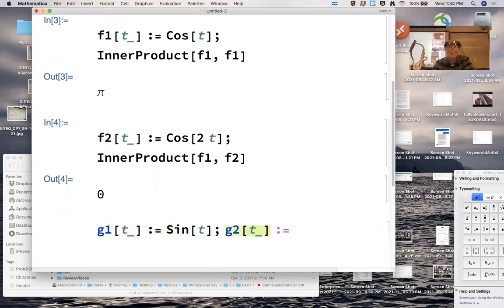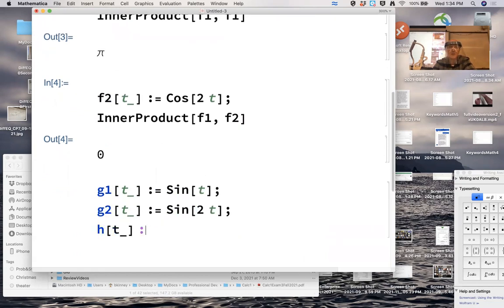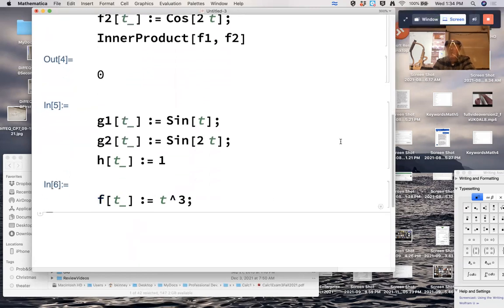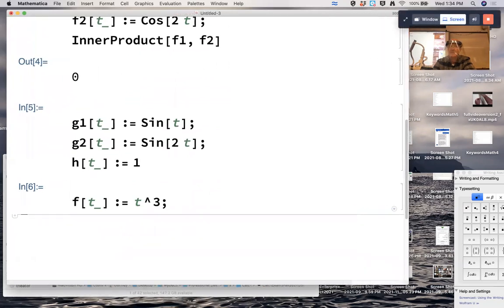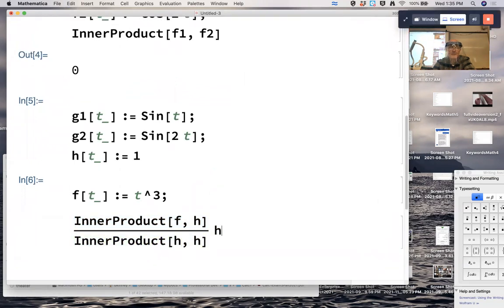Let's finish things off here by defining these functions. And what else should I use? How about h of t equals 1? And let's do an orthogonal projection of f of t equals t cubed using the formula for orthogonal projections. It's going to be a bit of a pain, but we can copy and paste to save time. Hang with me here. These are important points to make. What should I call this? How about m of t?